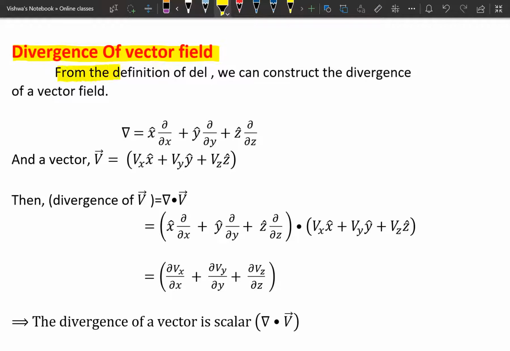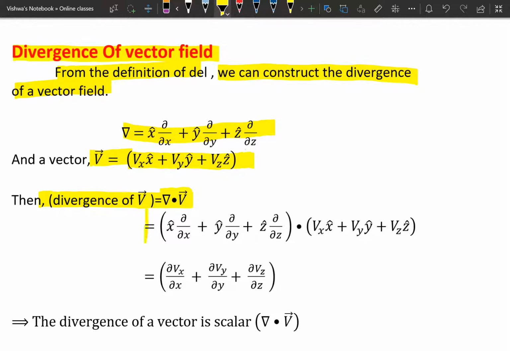From the definition of del, we can construct the divergence of a vector field. The del operator is given by x cap dou by dou x plus y cap dou by dou y plus z cap dou by dou z. And your vector function V equals Vx x cap plus Vy y cap plus Vz z cap. Then the divergence of a vector field can be written as del dot V. This del dot V is called the divergence.